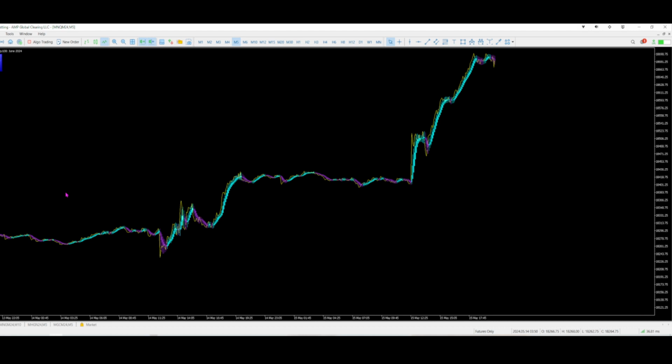It obviously can go through a lot of consolidation periods, but when it does move, it tends to move pretty well and respects levels and respects market structure, and can be a little easier to read the chart, and that's really what I'm looking for.